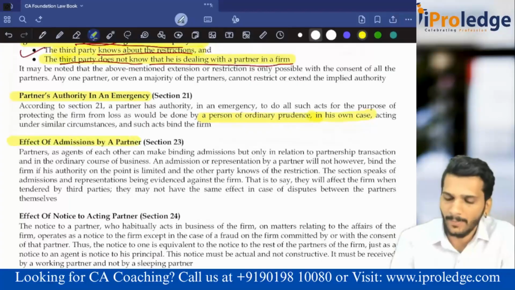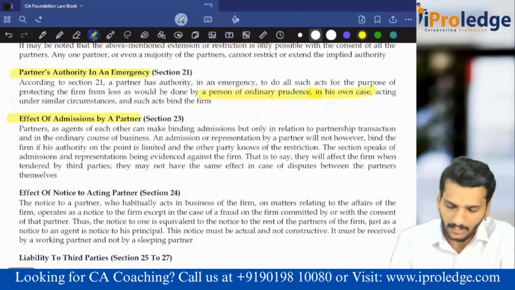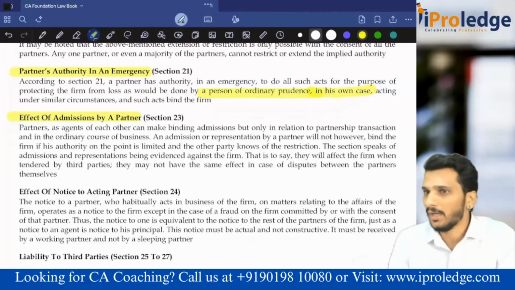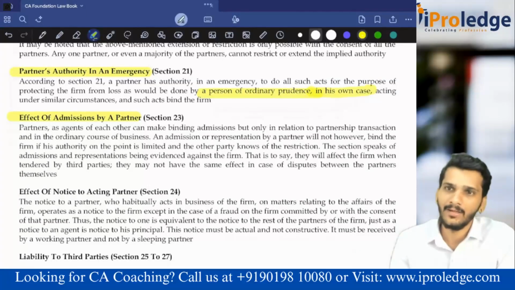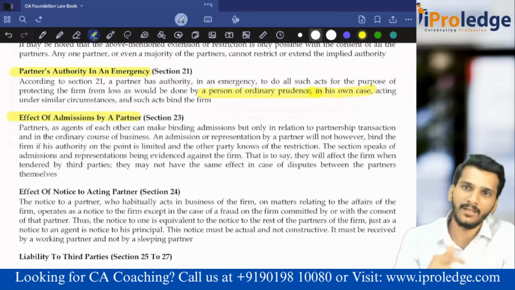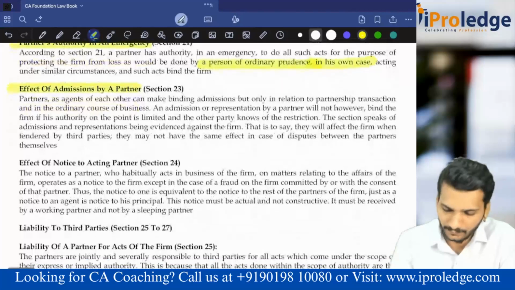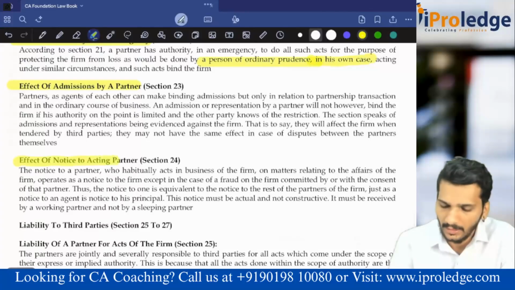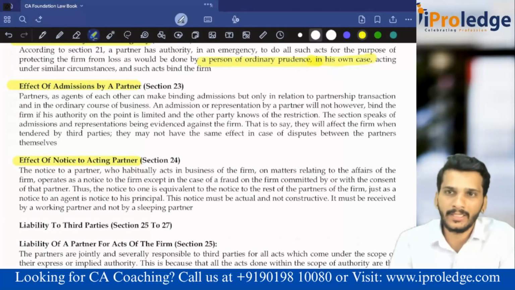Effect of admission of a partner, is it effective? Yes, whenever a new partner comes, for whatever activity happened after the appointment of that partner, he is liable. But if he agrees to take part in the existing liability also, he consents to that, then he is liable for the past activity also. Then effect of notice to acting partner. The moment you give a notice to an acting partner, it is as good as giving the notice to all the partners as well as the firm.